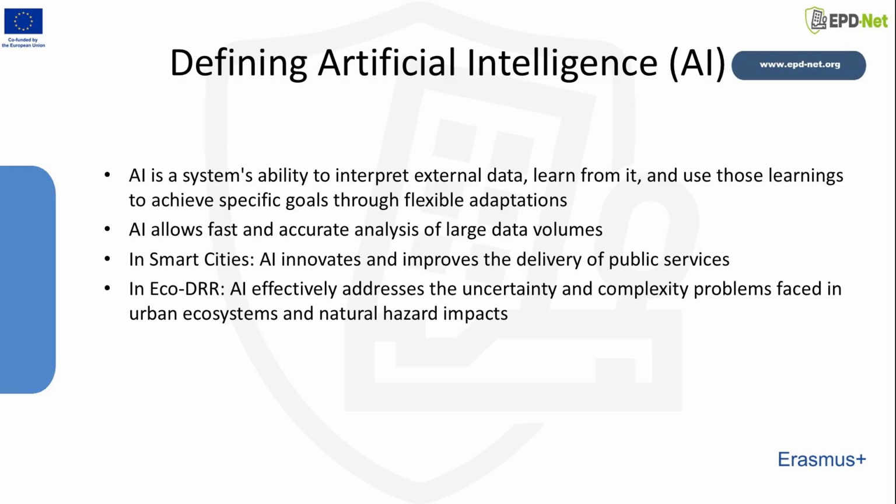In terms of urban data, AI allows for the fast and accurate analysis of large data volumes. When we look at the application in the broader urban environment, in smart cities, AI is primarily used to innovate and improve the delivery of public services. It drives efficiency and enables systems to operate at scale.